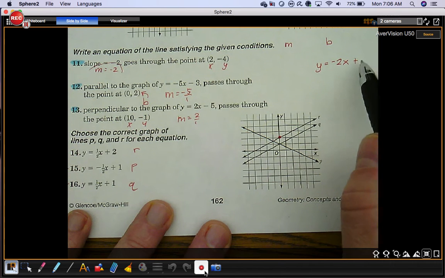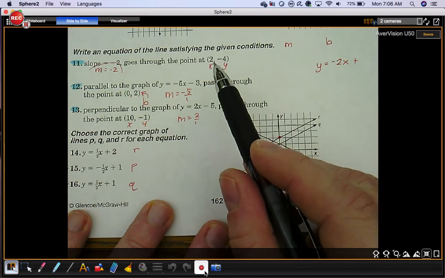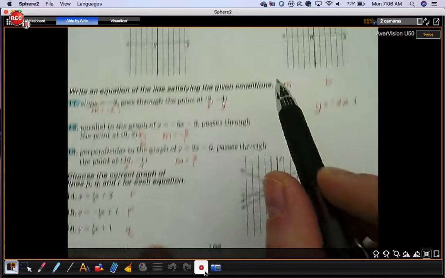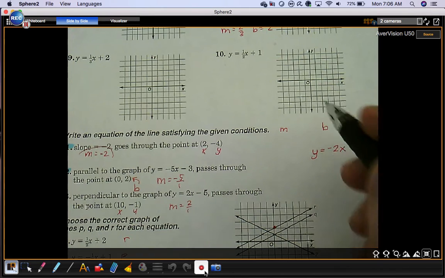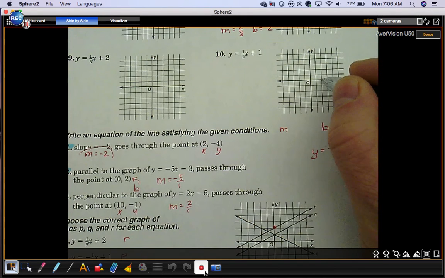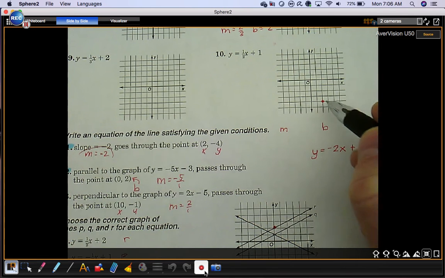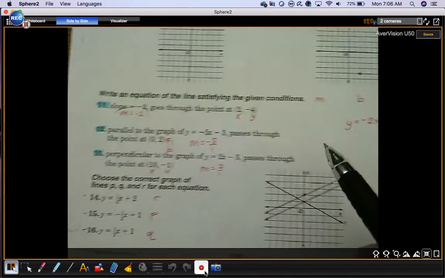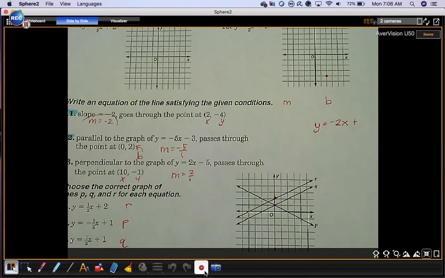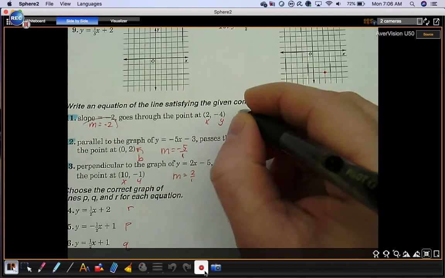The last thing you need to finish this is the y-intercept. And we don't know the y-intercept. This ordered pair, (2, -4), if I would just come up here and plot this, 2 to the right and 4 down, notice how this point is not on the y-axis. So it's not the y-intercept. Well, how do you find the y-intercept? Well, we've done this before, and we'll show you again.